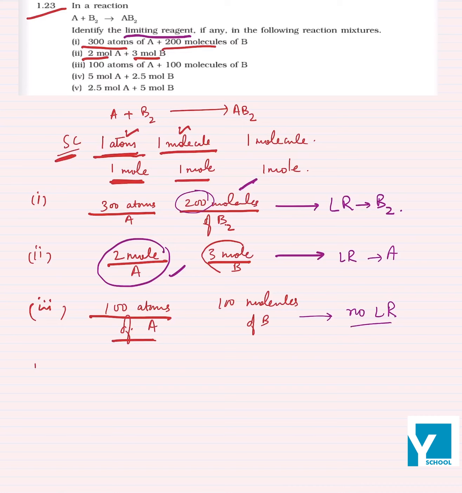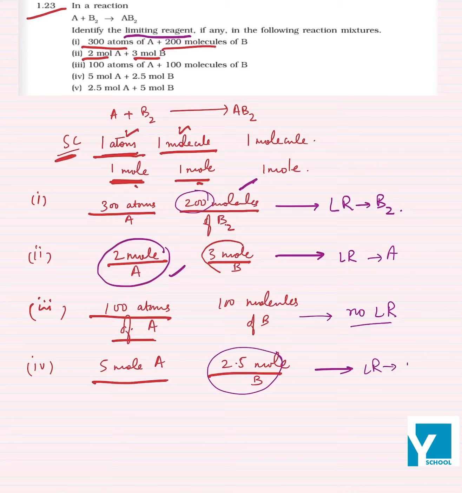Next, in fourth part, 5 mole of A reacts with 2.5 mole of B. Again, 1 mole requires 1 mole, right? So 5 mole of A would require obviously 5 mole, but we are given with 2.5, which is less. It means B is your limiting reagent. So B2 is limiting reagent in fourth part.